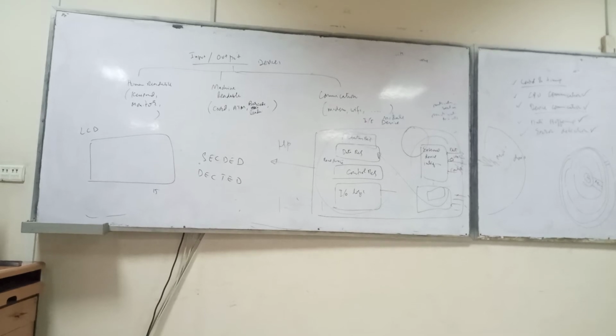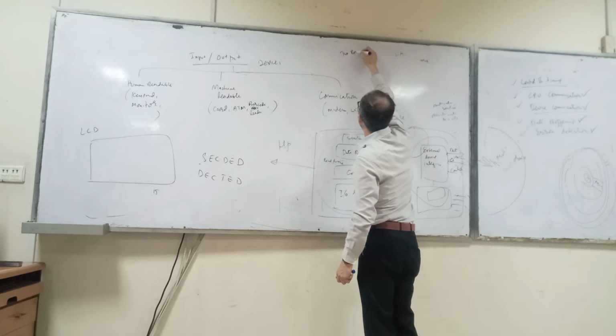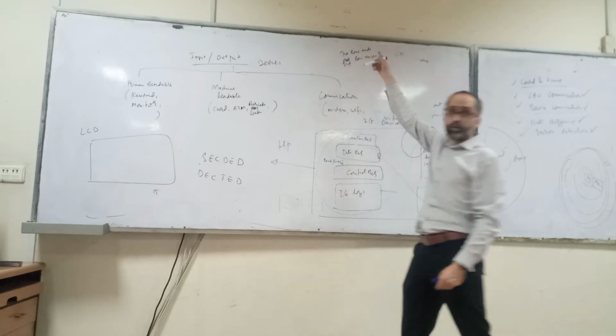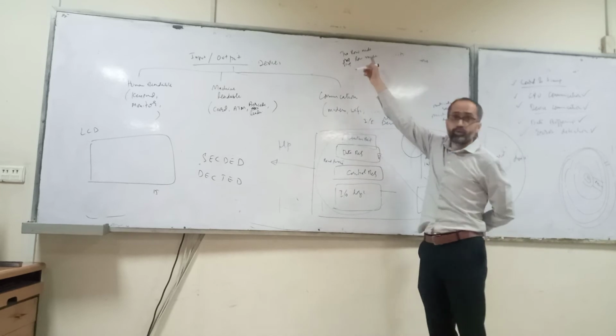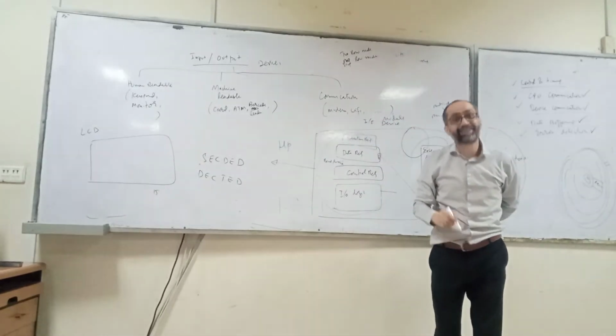Okay, I will explain this. There can be a 2-row mode or a single row mode. So in a 2-row mode, more characters can be displayed. In a single row mode, fewer characters can be displayed.